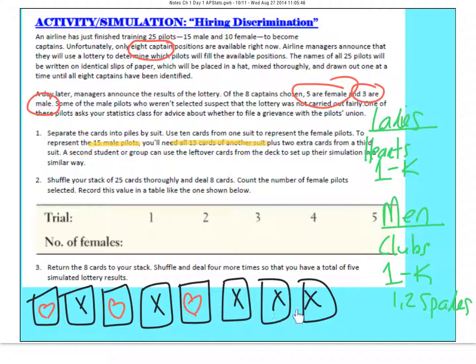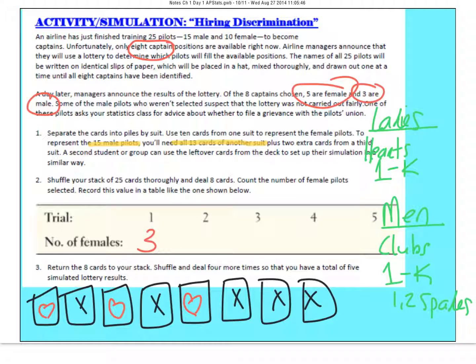So imagine these are the 8 cards that we picked. If this was the case, we would count that there were 3 females, and we would record in our first trial there were 3 females. We would then put these cards back into the deck, so we have 25, reshuffle, and do this again. The more times we do this simulation, the more accurate we will get to what the true scenario would be.